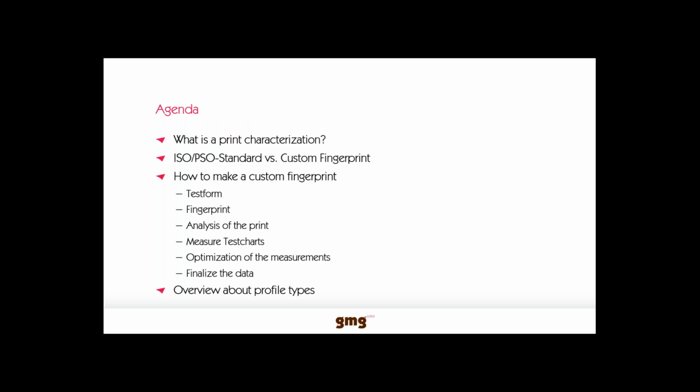Let's have a short look at the agenda and our topics for the next 30 minutes. First, we will talk about what a print characterization is in general. We will talk about ISO and PSO standards, industry standards versus custom fingerprints. And we will take a look at how to make your own fingerprint: test form creation, fingerprint analysis of the print, measuring the test charts, and optimization and finalization of the measurements and the data. And we will get a short overview of different profile types that use our characterization data.